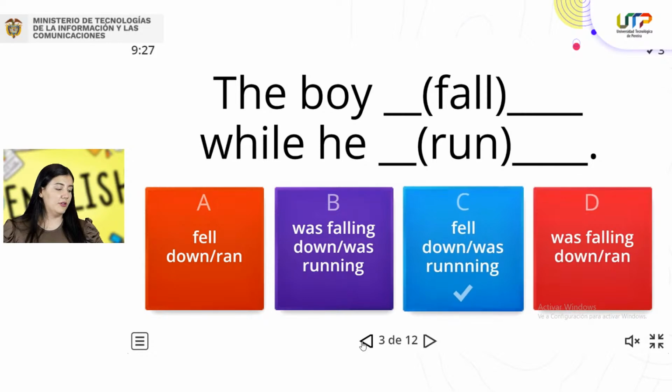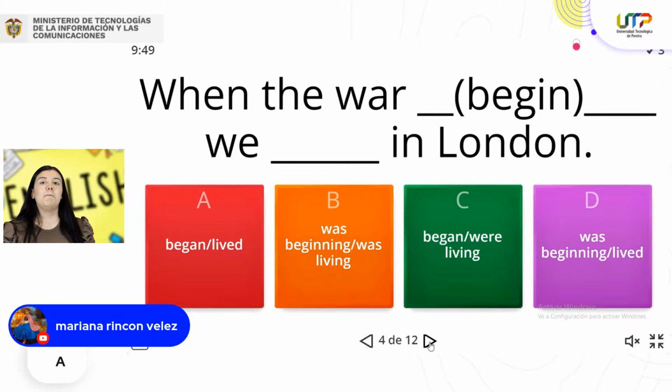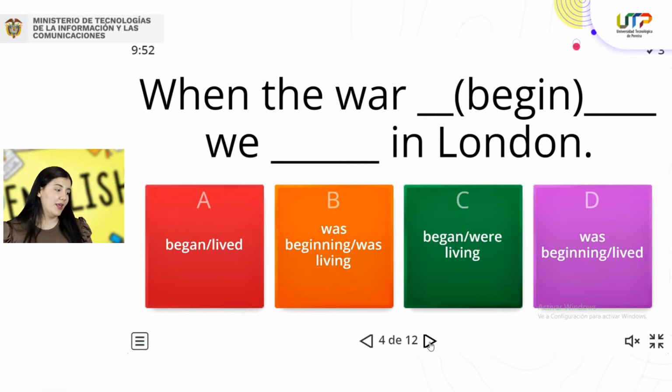Next one. Next round. Let's see. So the next round is the following. Let me just organize it. So this is the next round. When the word, then we got in parentheses, begin. This is an irregular verb. Begin, el verbo empezar. When the word begin, and then the second part, we got we in London. So we got 4 different options in this case.